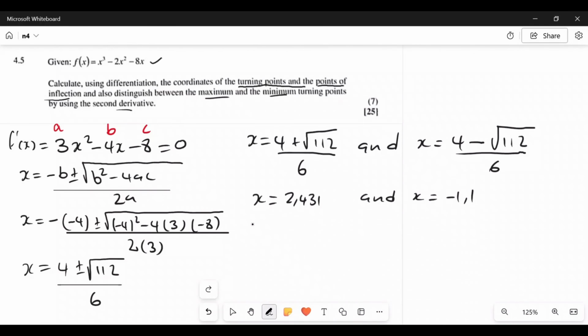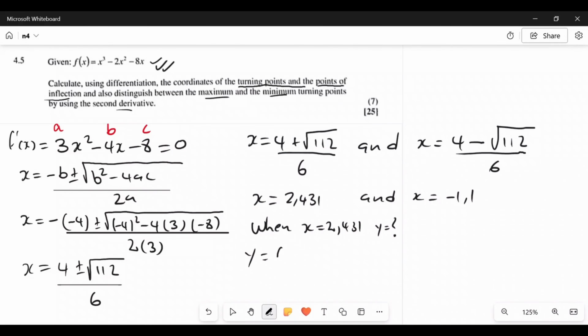So we can continue here and say when x is equal to 2.431, what is our y? What you're going to do to find y is use our original equation from the statement. Wherever there is x, we're going to substitute with 2.431.